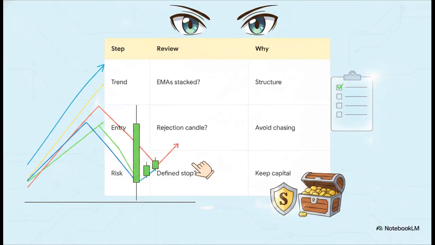Take a quick mental screenshot of this checklist right here, because strictly applying this criteria for your trend, entry, and risk is exactly how you cut through the market noise over the long run. Step 1, verify the stack. Step 2, wait for the pullback and that rejection candle. Step 3, define your risk and your 1 to 2 reward target. If all 3 of those boxes aren't checked, the trade does not happen, period.